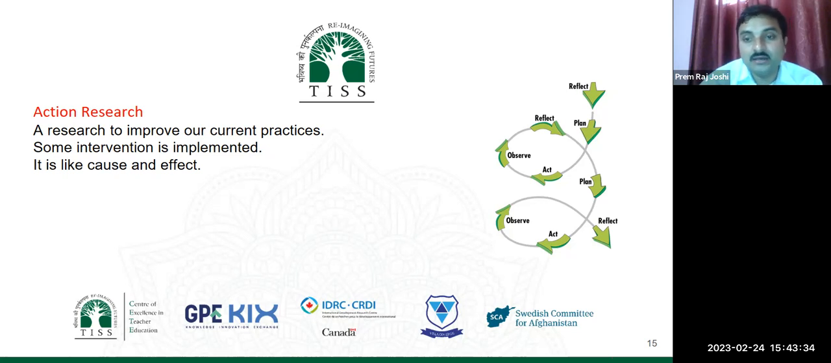We design or plan something, especially in teaching, we have a certain plan, and on the basis of that plan we go into the class and act on it. When we perform that, we observe the students' perspective, student performance and other things, whatever we want to know. After observation, we reflect on whether it went well or not. And again, on the basis of our limitations or drawbacks, we replan. So it is basically a refinement process. It is a long-lasting process, and its main intention is that we want to improve our current practices. So this is about action research.